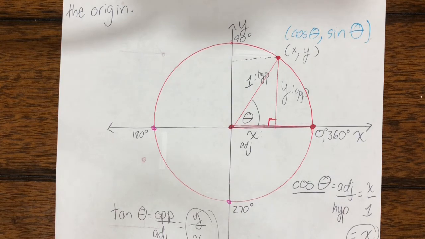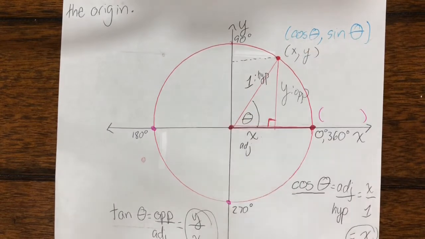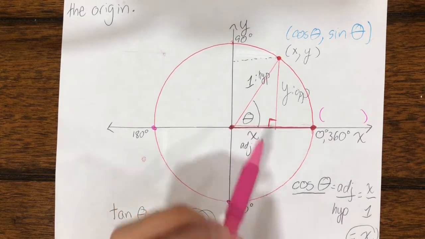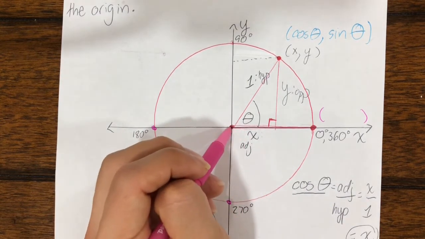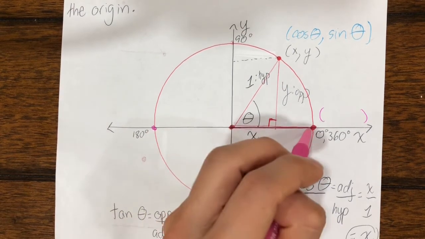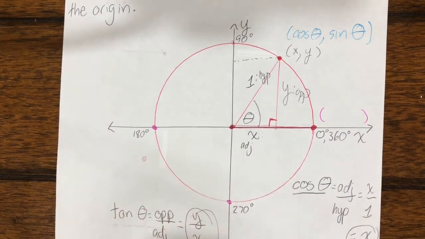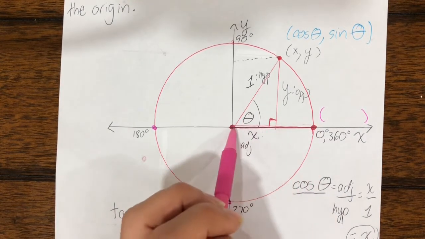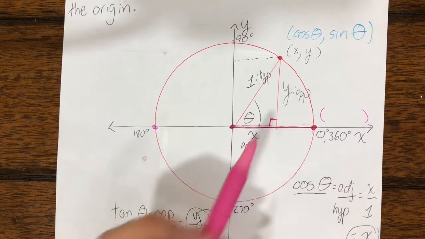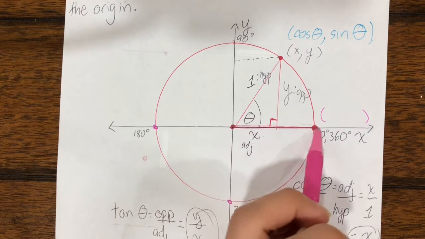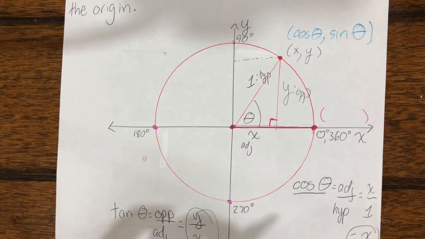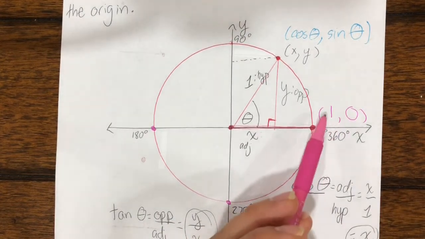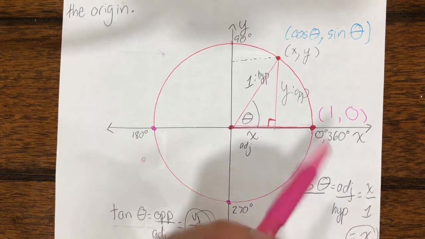All right, starting with 0, 360. Earlier we talked about the unit circle having a radius of 1 unit, and the radius starts from the origin to the end of the circle, going 1 unit. If you take a look, this is going in a horizontal direction. So we're going 1 unit horizontally across the x-axis, which means this point would be 1, 0. That means I'm moving 1 unit to the right and 0 units vertically.